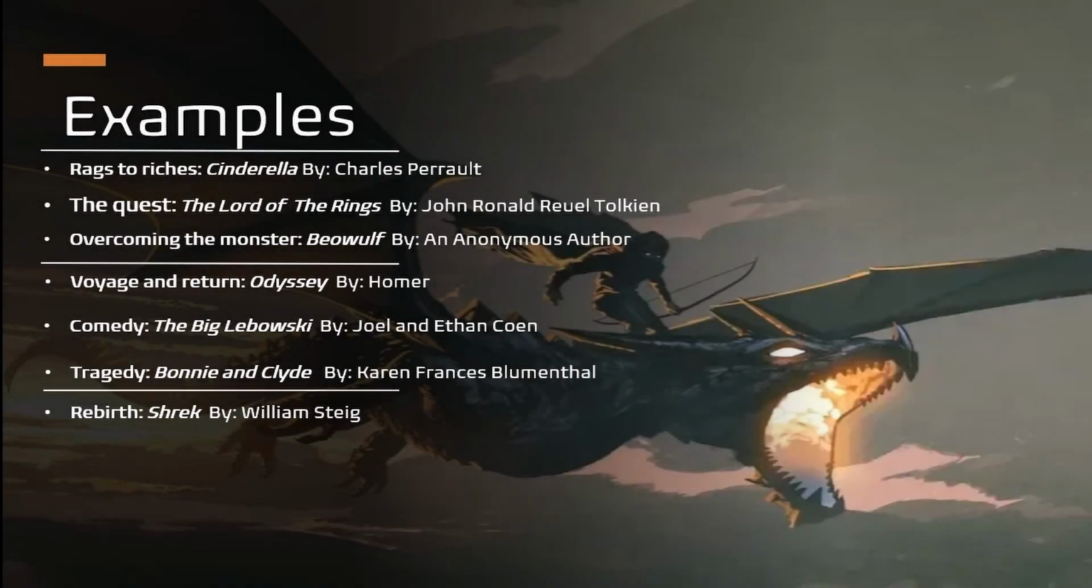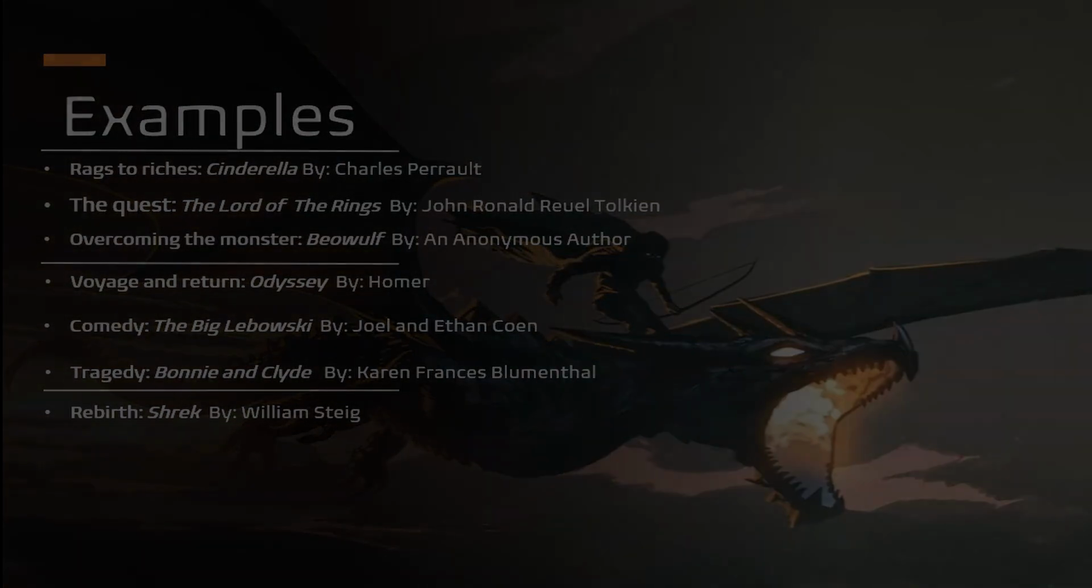Queuing up for examples from completed works we have, for Rags to Riches, Cinderella by Charles Perrault. The Quest, The Lord of the Rings by John Ronald Reuel Tolkien. Overcoming the Monster, Beowulf by an anonymous author. Voyage and Return, Odyssey by Homer. Comedy, The Big Lebowski by Joel and Ethan Coen. Tragedy, Bonnie and Clyde by Karen Francis Blumenthal. Rebirth, Shrek by William Steig.